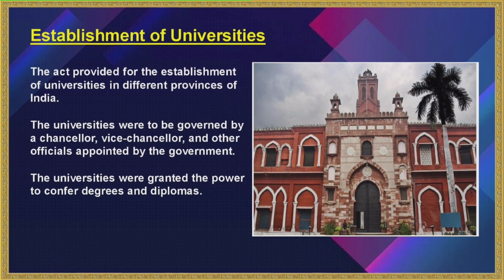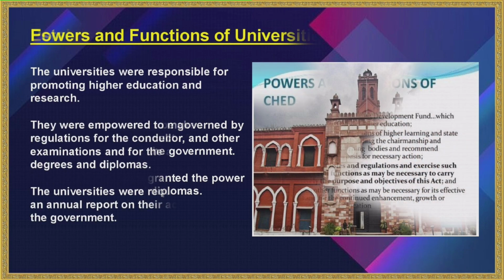Establishment of universities. The Act provided for the establishment of universities in different provinces of India. The universities were to be governed by a chancellor, vice-chancellor, and other officials appointed by the government. The universities were granted the power to confer degrees and diplomas.